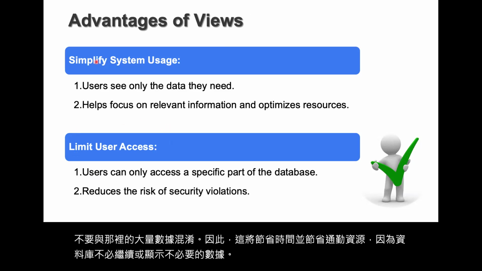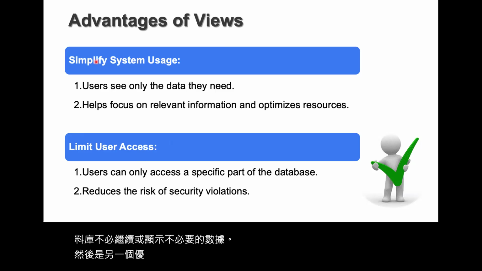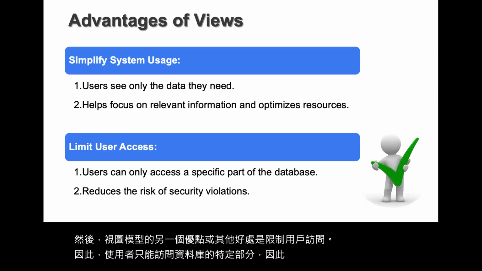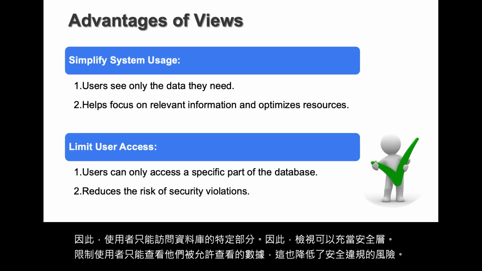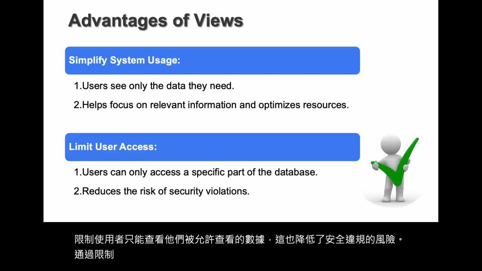Another benefit of the views model is to limit user access. The users can only access a specific part of the database. So views can act as a security layer, restricting users to only view the data they're allowed to see. It also reduces the risk of security violations. By limiting the access, the views help to prevent unauthorized users from seeing or modifying sensitive data.